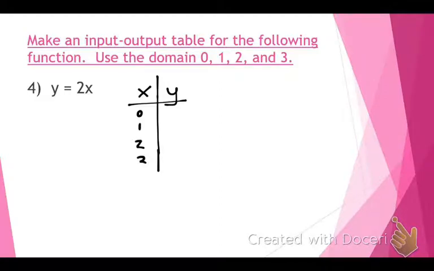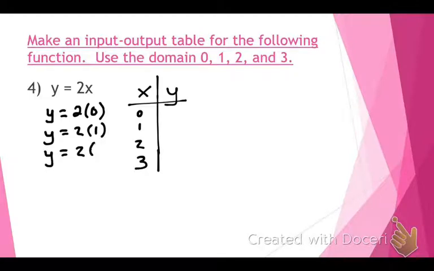0, 1, 2, and 3. So Addison, help me out. What should the first one say? Instead of y equals 2 times x, I'm going to put y equals 2 times 0. And the next one is going to be y equals 2 times 1. Addison, keep going. Y equals 2 times 2. And the last one, y equals 2 times 3.